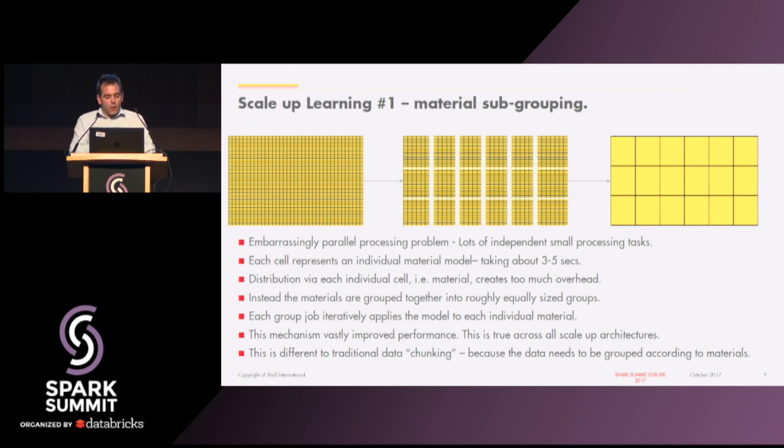And then it's very similar to chunking in the traditional sense, but the data needs to be grouped in a special way. So the material data set needs to be whole within that chunk effectively. Yeah? And this, whether we use a standalone PC or Databricks, was always the case that this vastly improved performance.